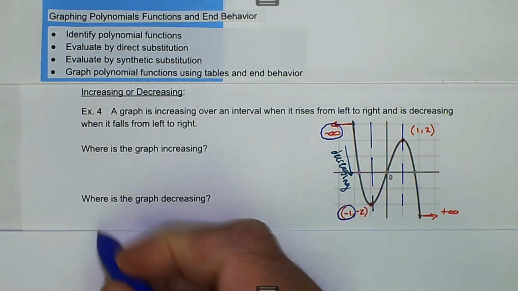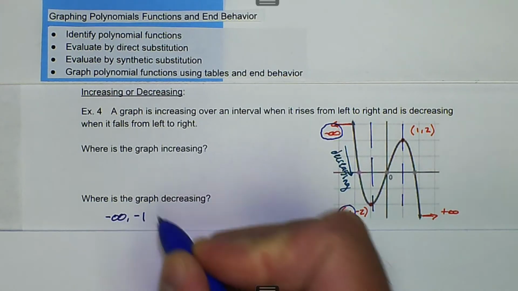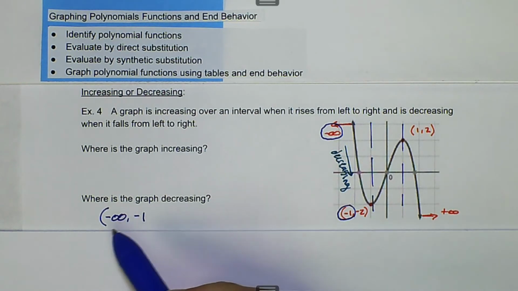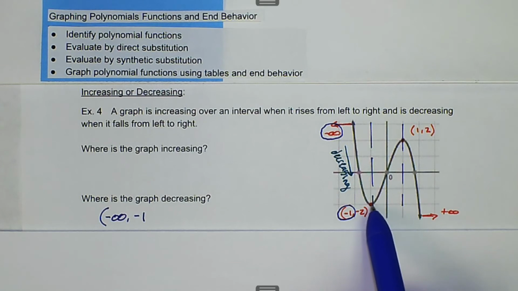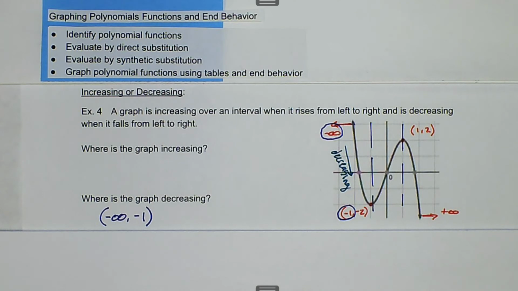So decreasing is right here. We're going to start at -infinity, and we're going to go to -1. -infinity is never included because we can't count to -infinity. And in this case, -1 is not included because of the slope. When it changes from negative or decreasing to increasing, the slope is actually 0. So we're not going to include this point either. We're going to go right up to -1, but we're not going to include it.